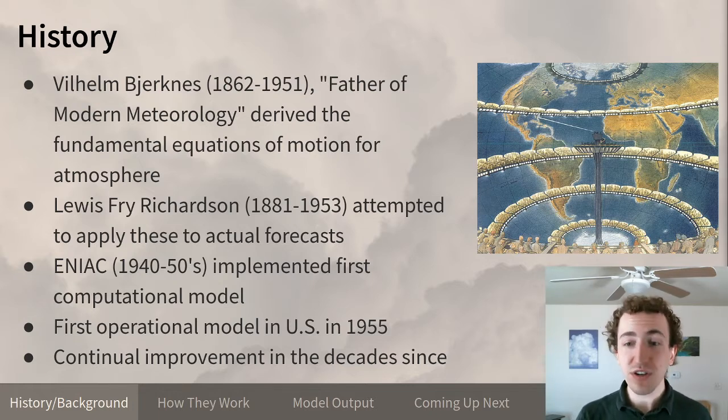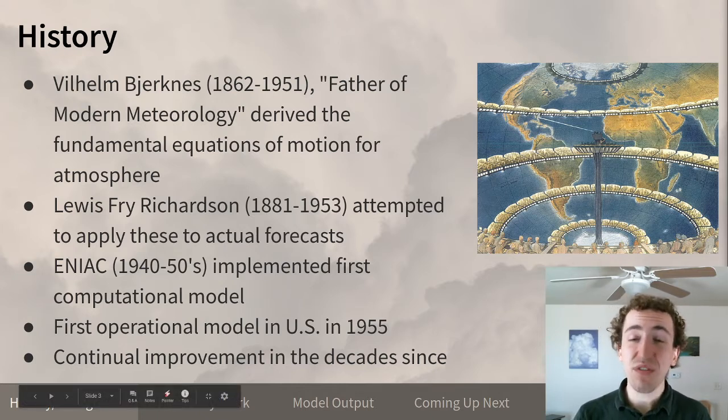Now, Lewis Fry Richardson followed up on that in the realm of weather modeling, and was the first one to attempt to apply those equations, because they're a set of differential equations.